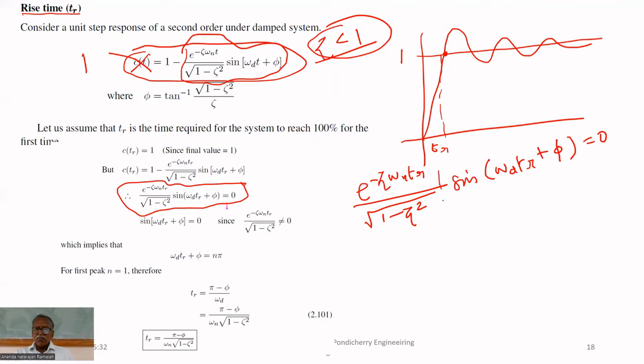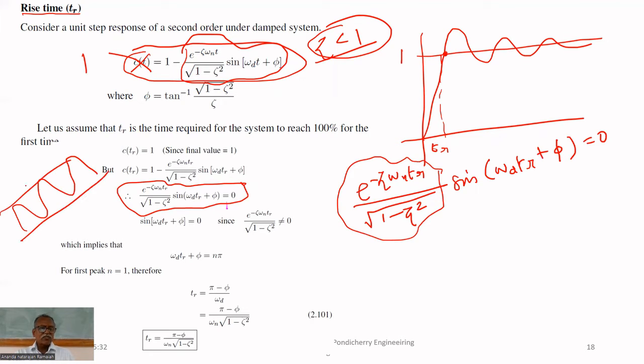This is the magnitude of the sine signal. Am I correct or not? Suppose I have a sine signal whose magnitude is 5. How will we write it? We'll write 5 sine omega t. This 5 indicates the magnitude, the amplitude of this signal. Therefore, here for sine of omega d TR plus phi, the magnitude is e power minus zeta omega n TR upon square root of 1 minus zeta square.